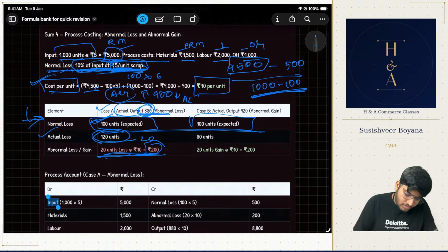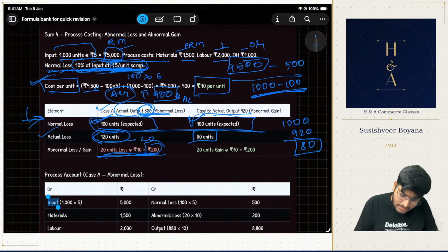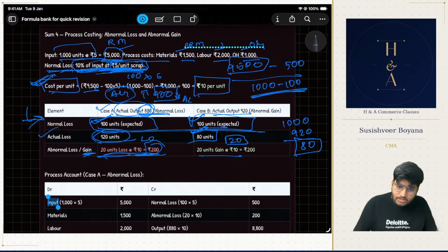Sir, I told you, if it is going to be beyond 900, it is not going to be abnormal loss, it is abnormal gain. Actual output is 920. That means actual loss is 80 out of 1,000. When my output is 920, I'm only losing 80 units. Sir, expected usually is 100, but I'm only losing 80 units. That means 20 units are produced, which is an abnormal gain. It is also going to be valued at cost per unit.